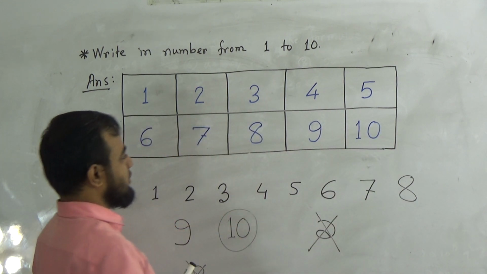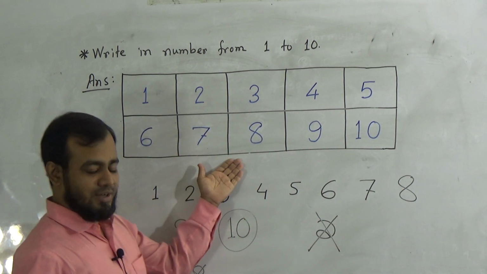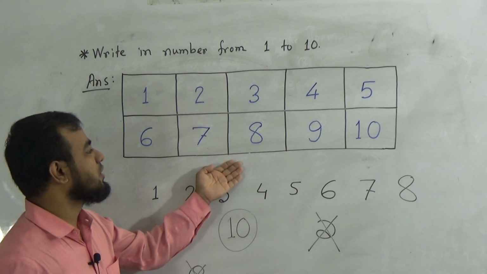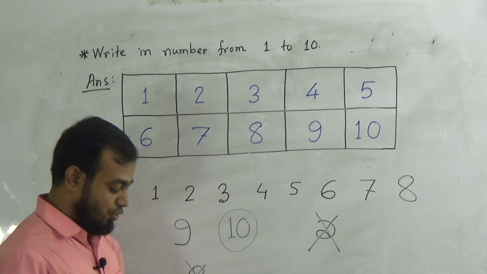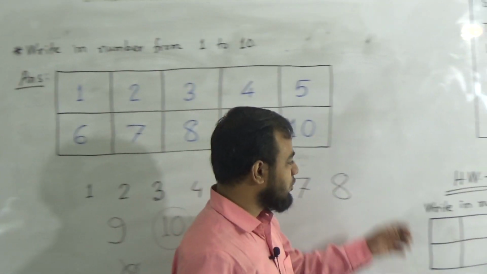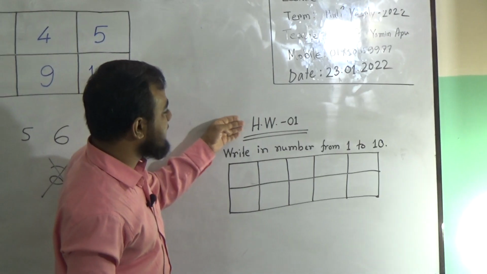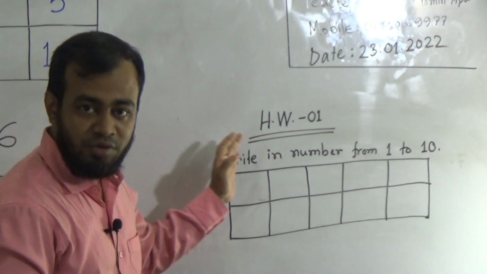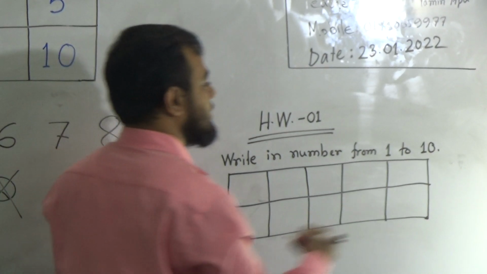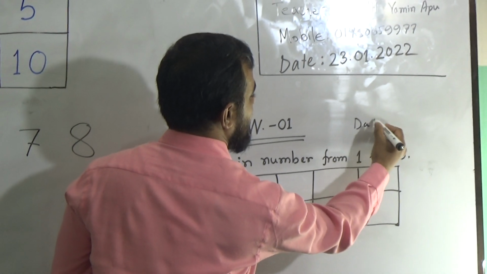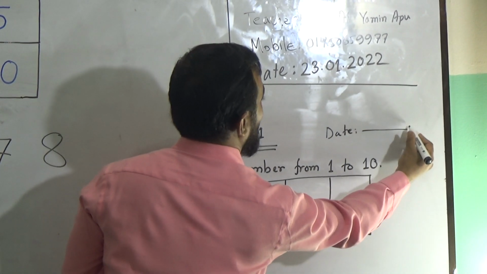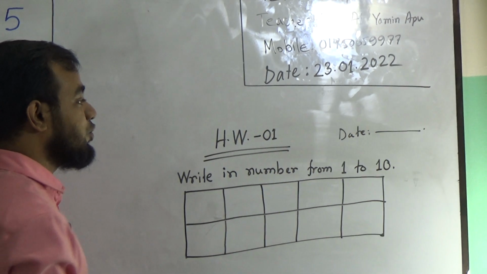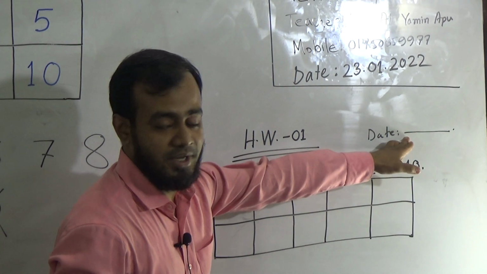So this was our CW work, and it's very easy work, my dear students. It will be your HW. Please do your HW. And how to do your HW? Look, you must write down HW number 1 in the left top corner of your copy, and then you should write down the date also. You must write down the date in the right top corner of your copy.